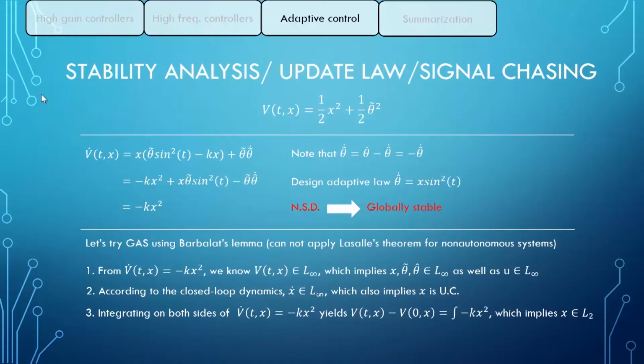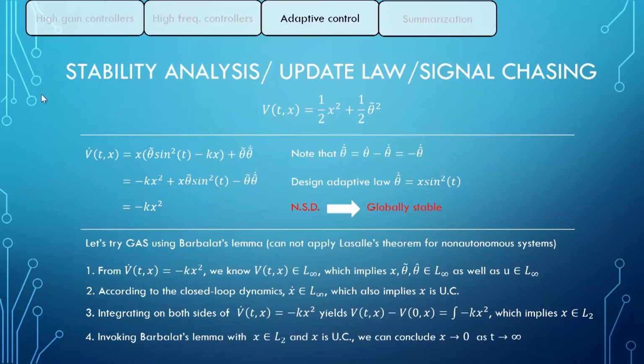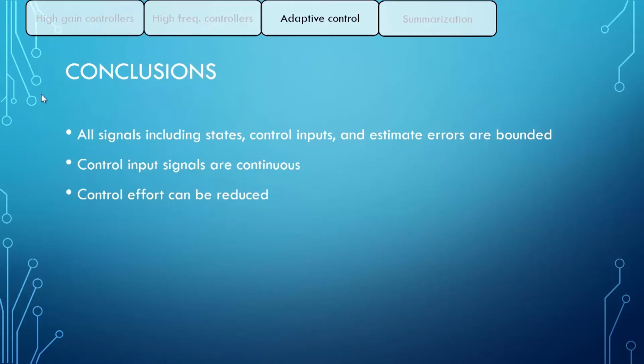X is uniformly bounded. X is L2. So you can use Barbalat's lemma to show x will go to 0 as t goes to infinity. Every step here is required. Otherwise, you cannot go forward, right? So you need to exactly understand what's going on here, what is required for the next step, conclusions.